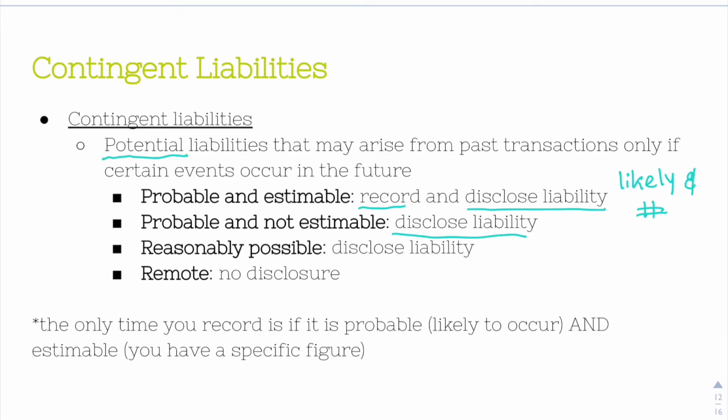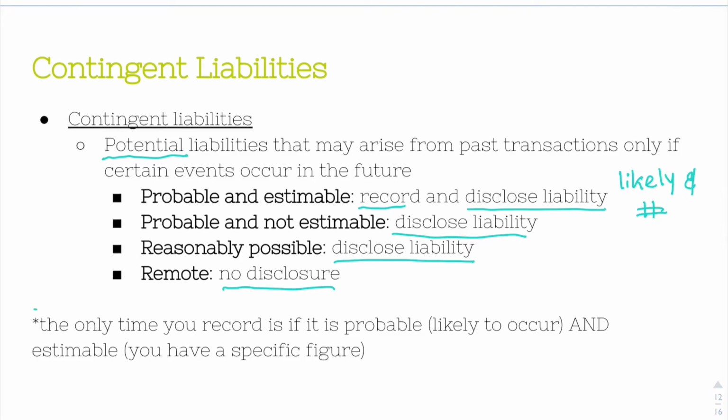The third possibility is if it's reasonably possible. So you don't know, it's not certain, it's not very likely, but it's reasonable, and you don't have a specific number for it, you would still disclose that. And then if it is remote, that means there's very little probability of it happening, you wouldn't even bother disclosing it because the probability is so low.